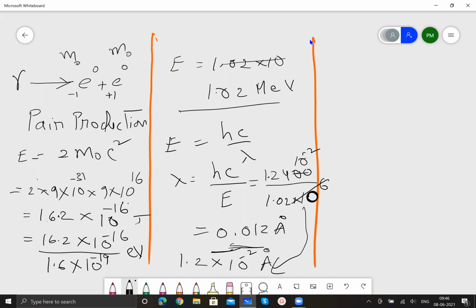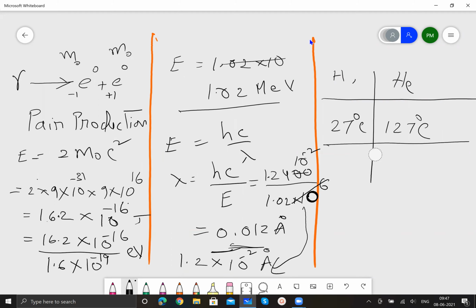Find the ratio of de Broglie wavelengths of the molecules of hydrogen and helium at temperatures of 27 degrees centigrade and 127 degrees centigrade respectively.